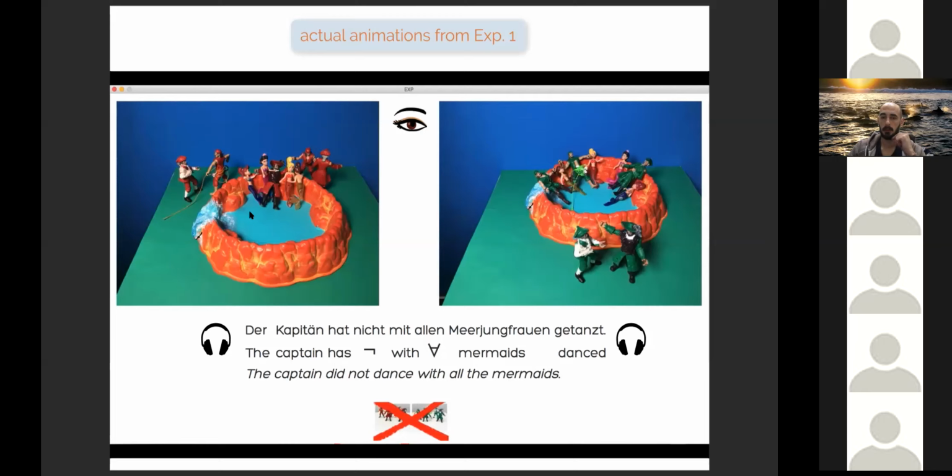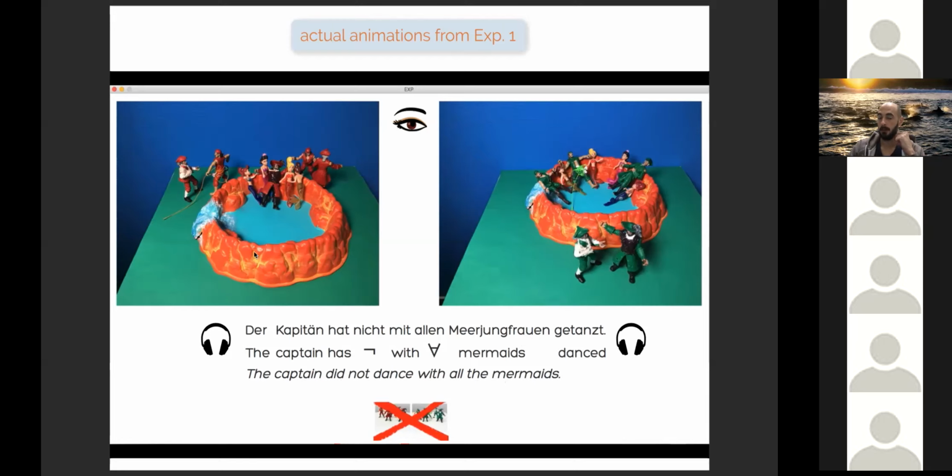Whom did the captain dance with? Like "nicht mit", not with all mermaids, but with all the crabs, for example. But here he is dancing with all the mermaids, right? In this picture, in this context, he is dancing with the four mermaids. And the sentence is, "Der Kapitän hat nicht mit allen Meerjungfrauen getanzt." So the captain did not dance with all the mermaids.